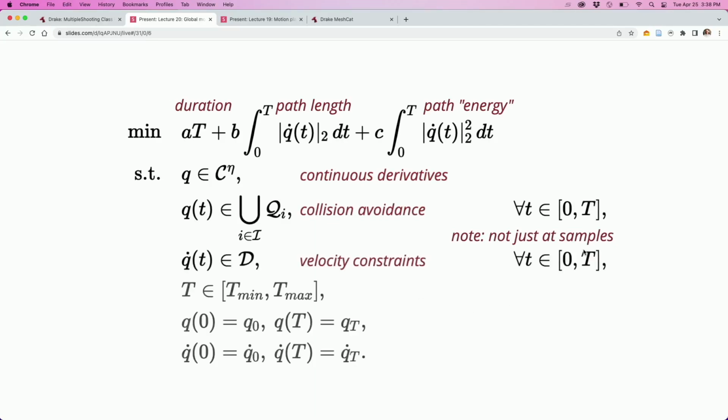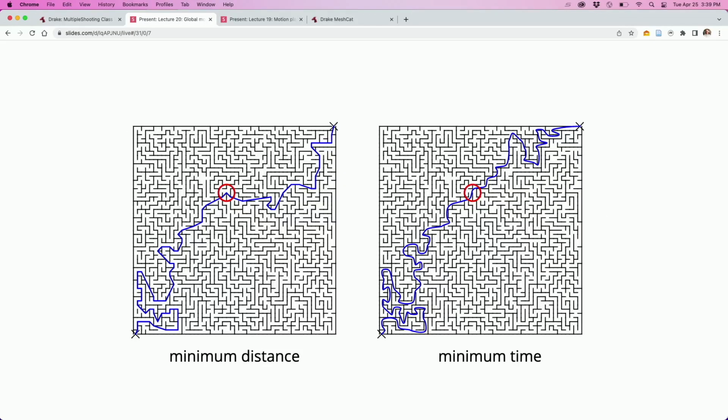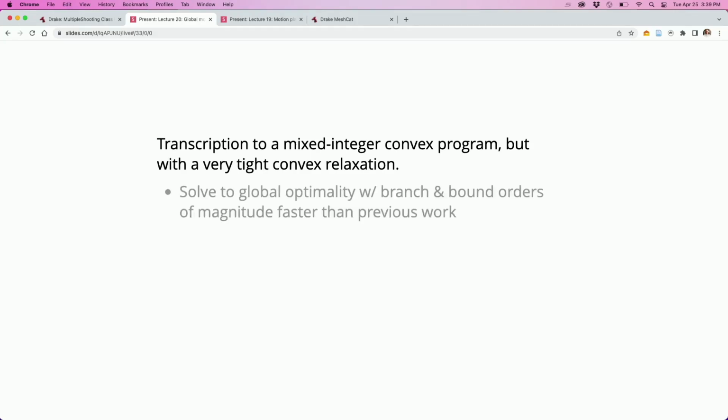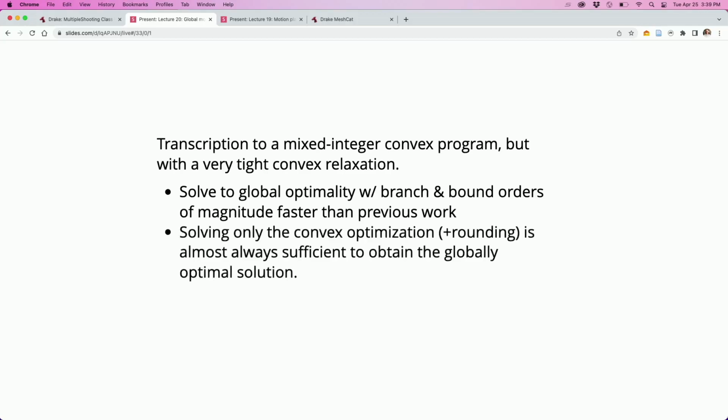You can put velocity constraints. These are like the modeling power of that. And you can solve them with different objectives and get very different solutions, but we're solving to global optimality. It's a transcription of the motion planning problem to mixed integer convex, and it happens to have a very tight convex relaxation. So if you want to solve to global optimality, you can do that with branch and bound, and it's way faster than before. But you can also only solve the convex relaxation, the first step of the branch and bound, and almost always get the optimal solution. Yes?